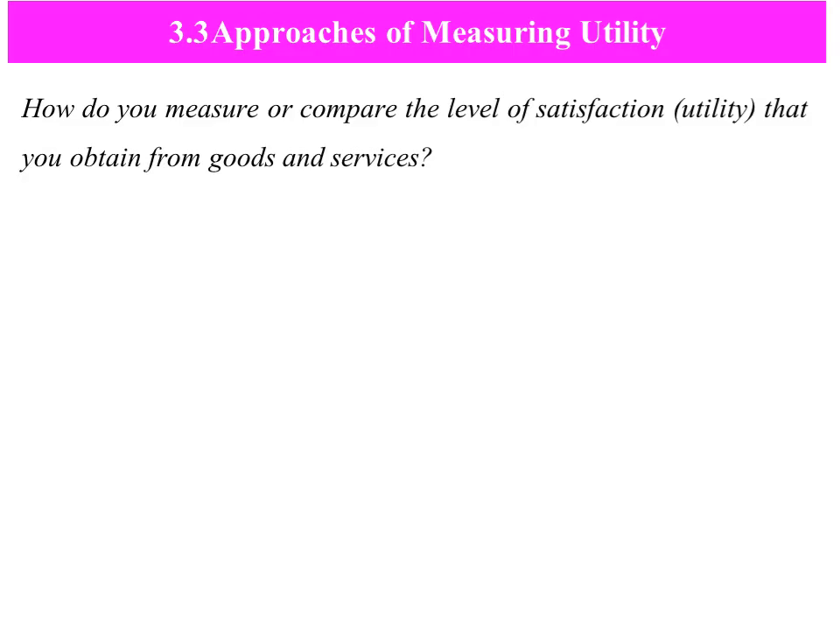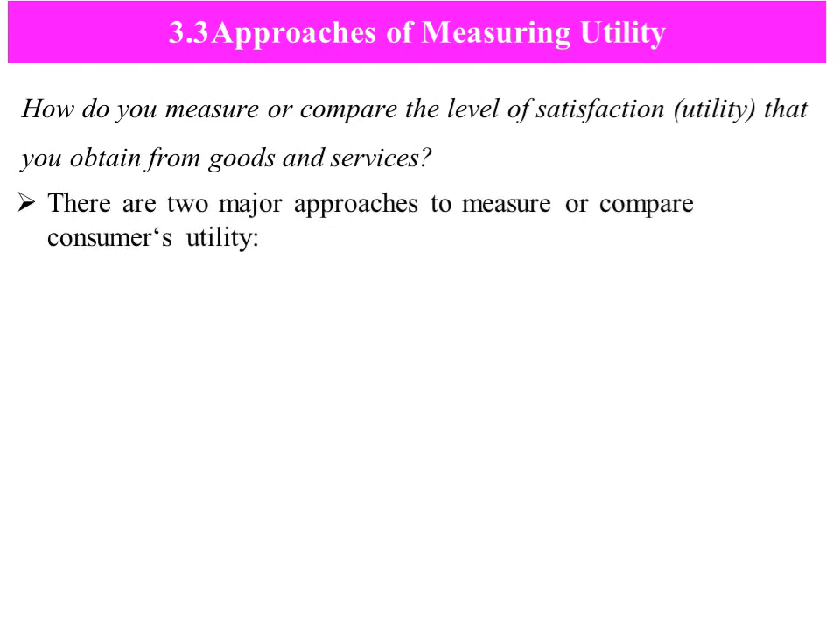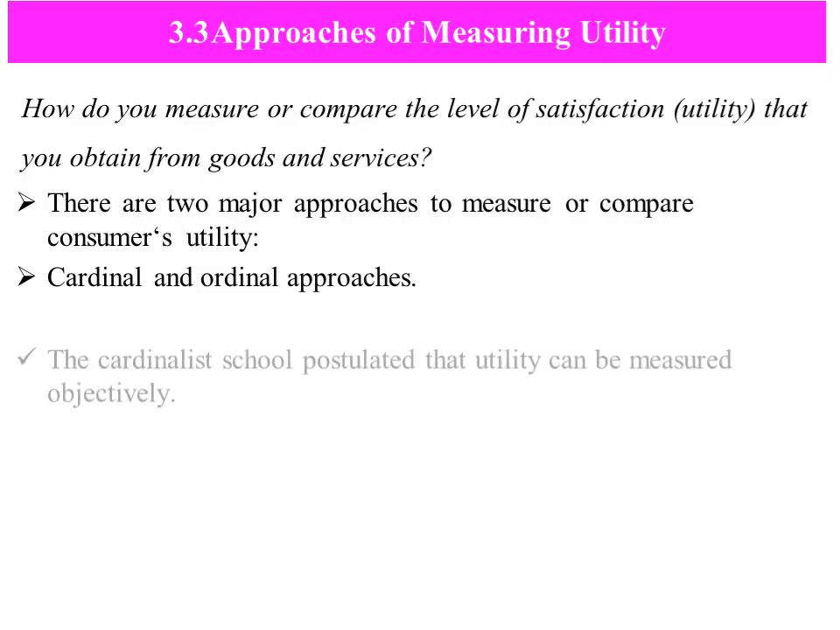The other things that we are going to see under this chapter is approaches of measuring utility. How can we measure utility? Or how can we measure satisfaction? How do you measure or compare the levels of the satisfaction or utility that you obtain from goods and the service? There are two major approaches to measure or compare consumers' utility or consumers' satisfaction from a product. Those are cardinal utilities and ordinal approach utilities.